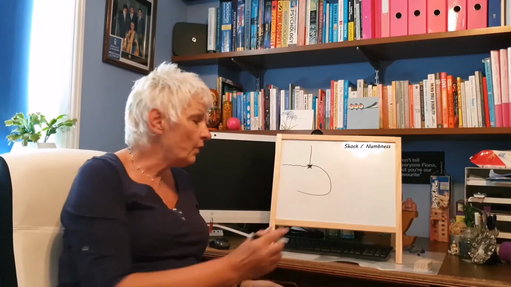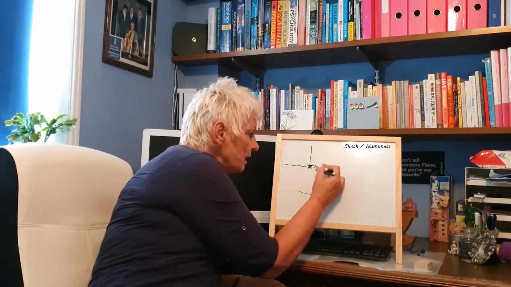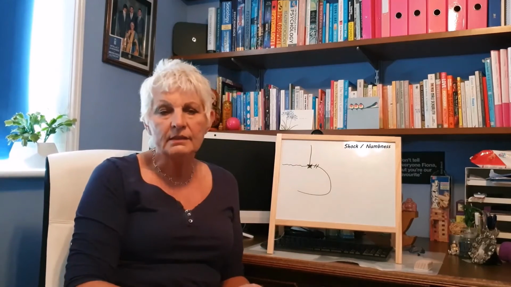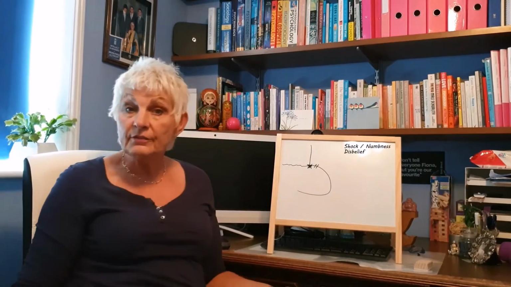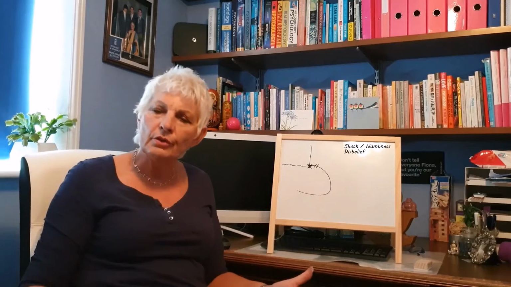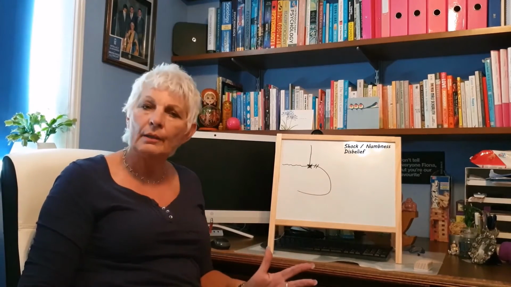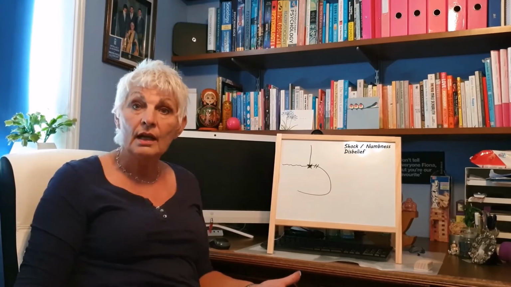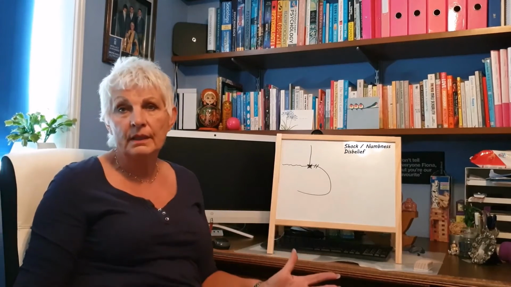This is frequently followed, we'll put numbness in here, and it's very frequently followed close behind by disbelief. How can this have happened? This isn't what we thought it was going to be. This isn't how I imagine my life going forward. This is not something I planned for, and therefore there's this disbelief.